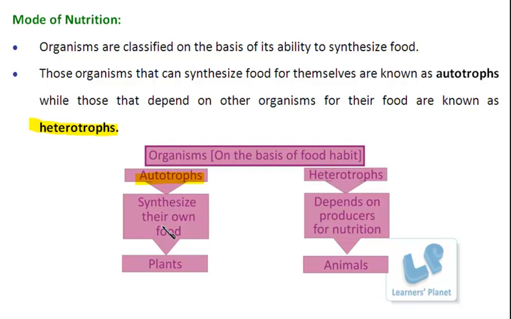Autotrophic organisms are those which are able to synthesize their own food. For example, all plants will come under this category. All plants possess this particular property. Further, heterotrophs means those organisms which are dependent on the producers or on other organisms for their own nourishment. And of course, which organisms will come in this category? They are the animals. So this is how.